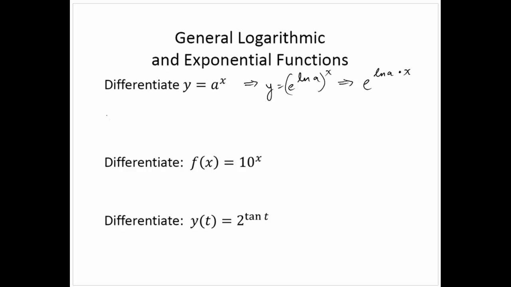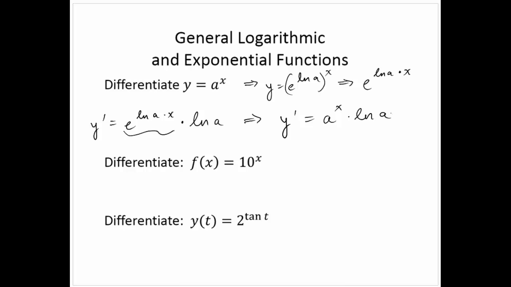So then y prime would be e to the natural log of a times x times the derivative of the exponent, so times the natural log of a. And notice that this was just what we originally started with, a to the x. And so then y prime would be a to the x times the natural log of a. So that's how we calculate the derivative of the general exponential function.